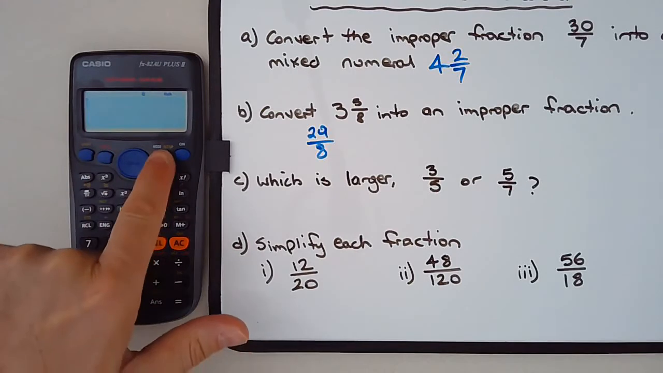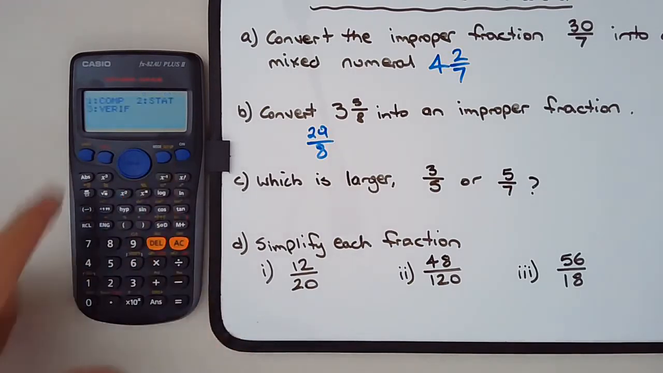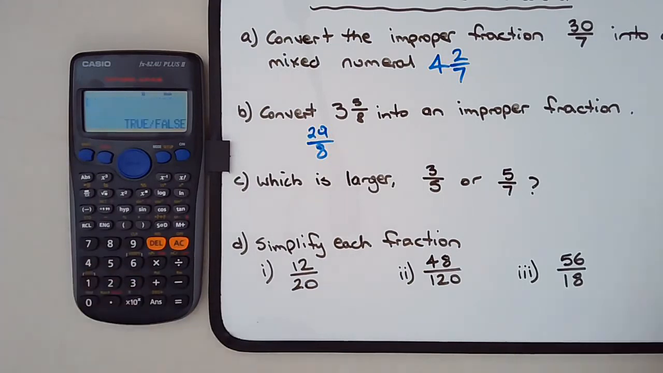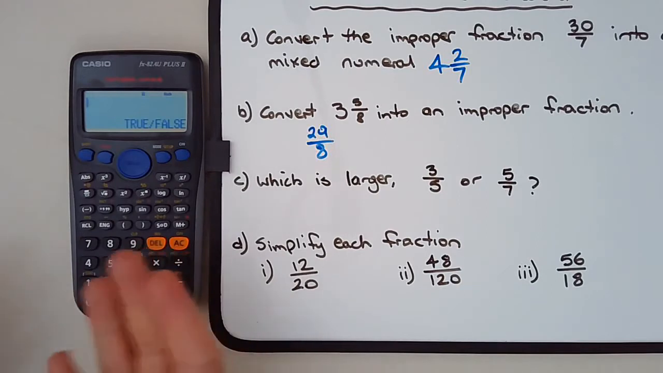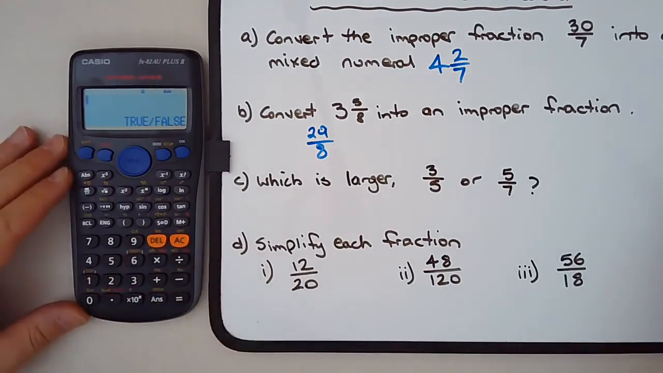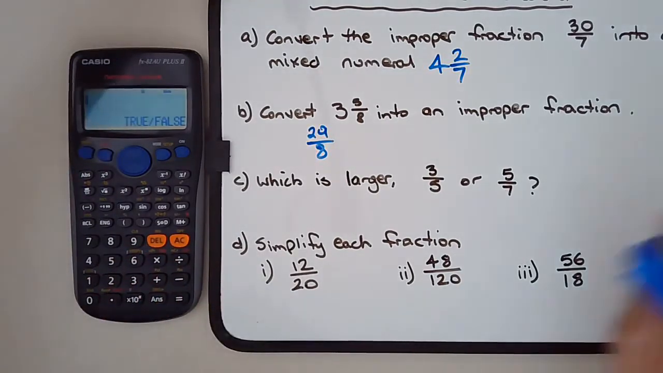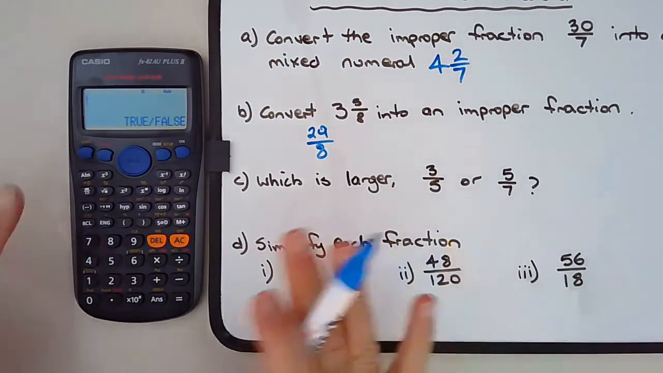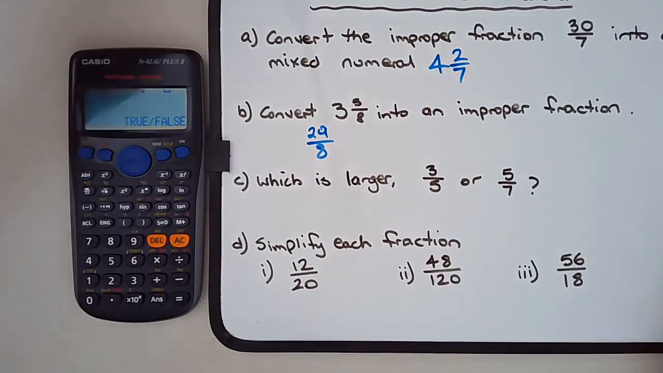If you press the mode button and you click on number 3, verify, you get this true false, and you think, well, what's this true false for? I've probably seen this before, and I think, hang on, there's something wrong with my calculator. What's it doing? This is really cool. I really like this. So just remember these two fractions because I'm going to zoom in now on the calculator, 3/5 and 5/7.